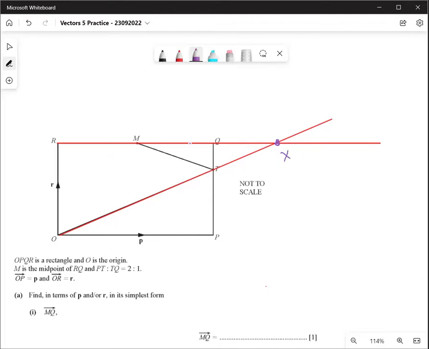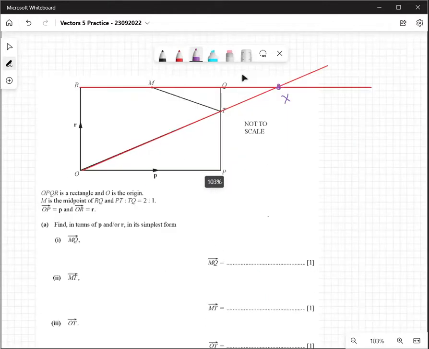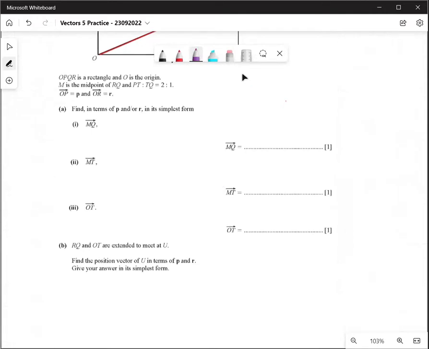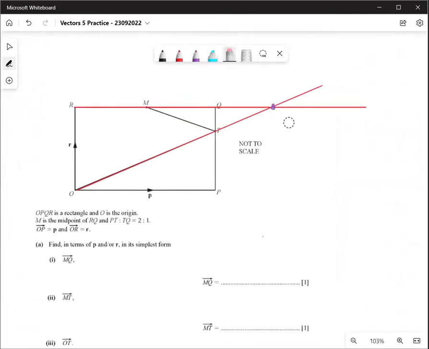Now we're looking at the position vector of U. Okay, they meet at U. This is U. They're asking us what is U? This line from here to here. That is U.